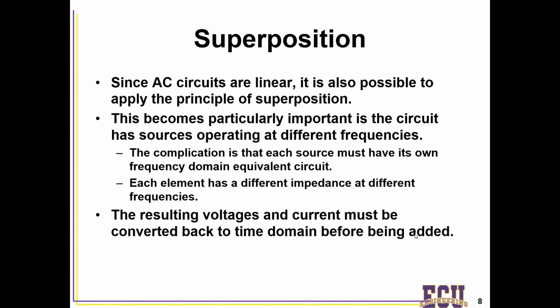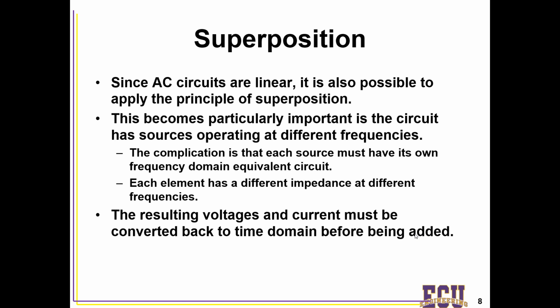Superpositioning is going to be almost exactly the same as what we did before, but this is really important if you have sources that are operating at different frequencies. So if you have a source that is operating, let's say one is at 10 hertz and another is at 100 hertz, what omega value would you use when you're trying to compute the complex impedance of a capacitor and an inductor? It's all frequency dependent. So you can't just do it all at once.